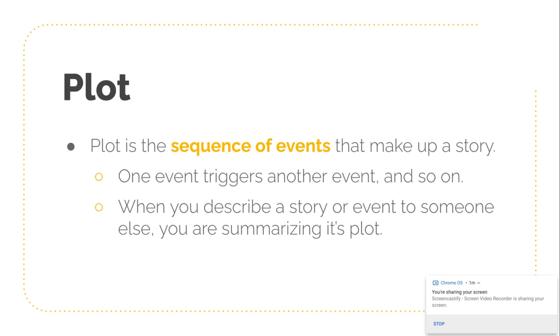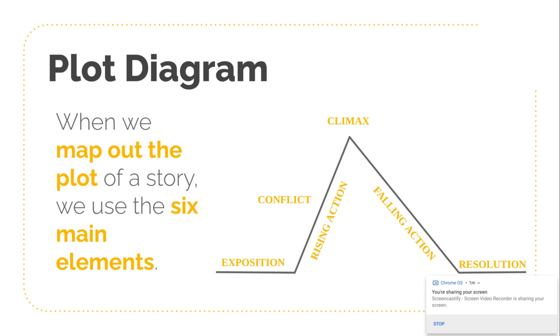When you describe a story or an event to someone else, you're summarizing its plot. So anytime someone asks you, what was that movie about? You're giving the plot. And usually when we describe plot, we're talking about a plot diagram. I know some of you are familiar with this. Some of you might have seen this in your other classes before coming to ninth grade. A plot diagram is when we map out the plot of a story. We usually discuss plot with these six main elements: exposition, conflict, rising action, climax, falling action, and resolution.